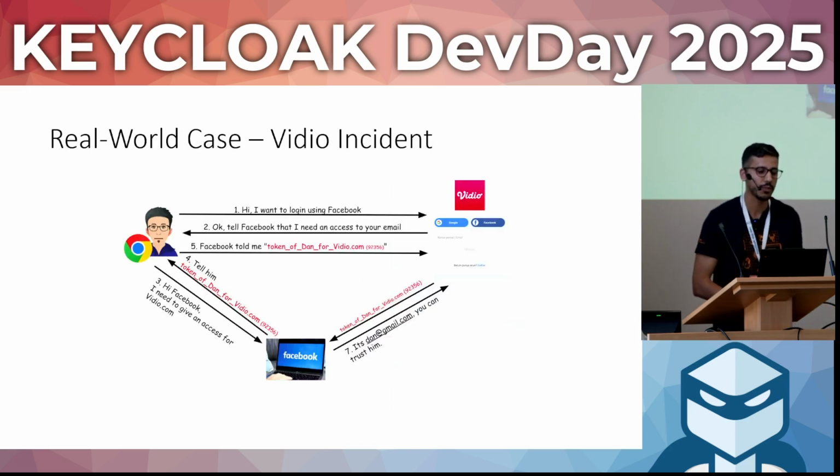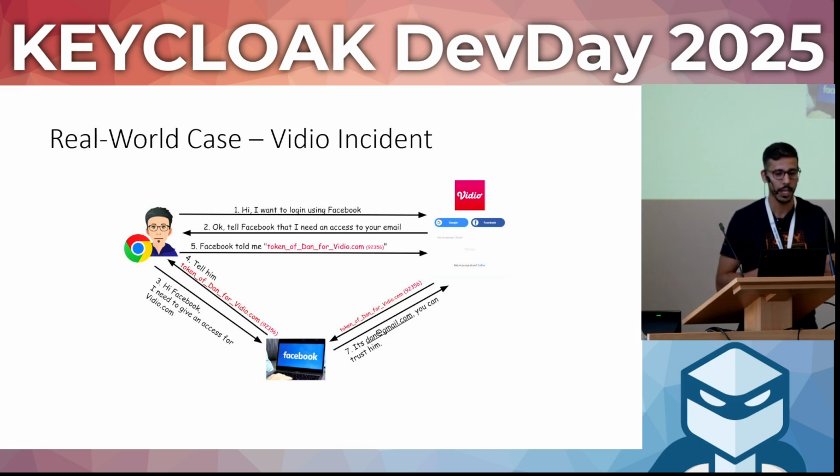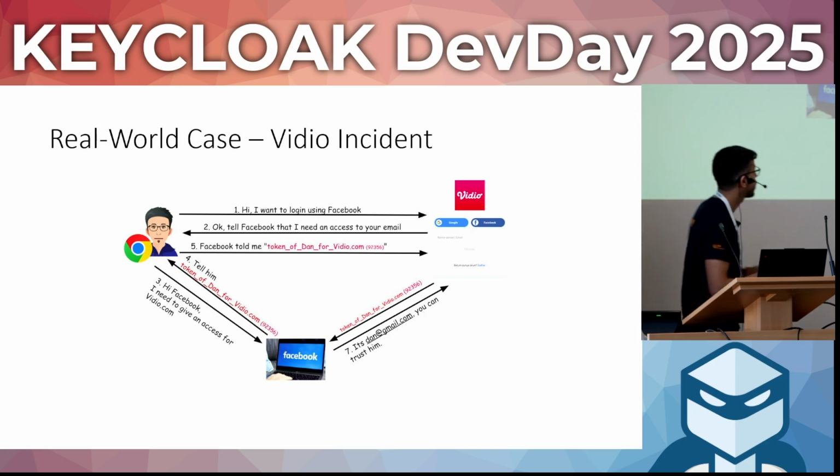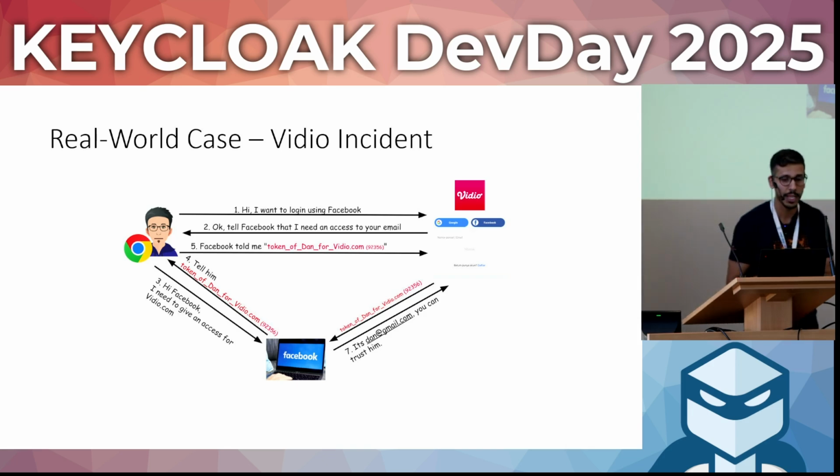A perfect real-world example of the impact of the lack of audience check is the Video incident. This online platform offered login with a Facebook account, so it uses Facebook as an external IDP. Here, as you can see, it's the classic OAuth flow, but at the end, we get an access token that can be used by the Video application to verify the identity of the user.